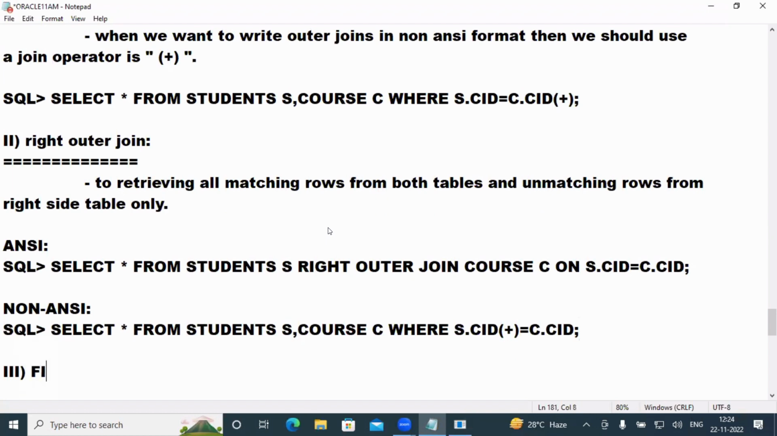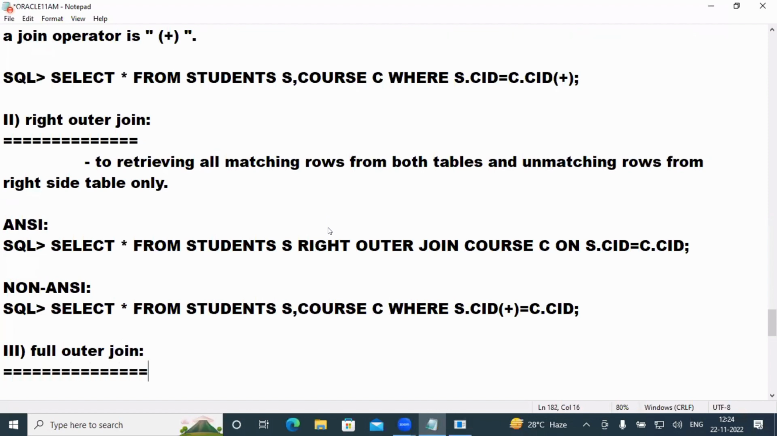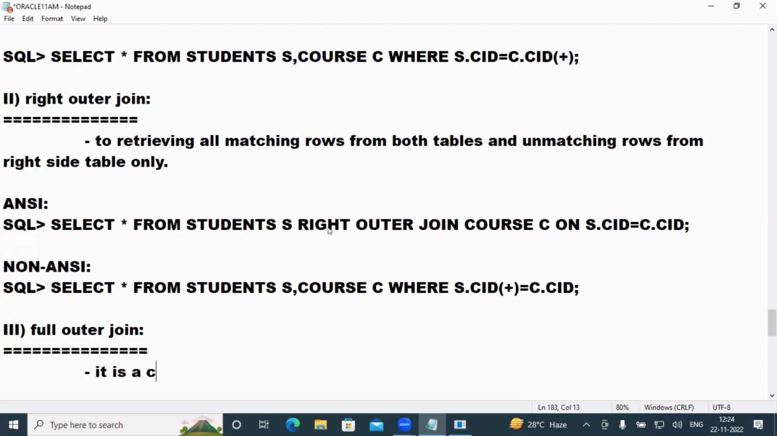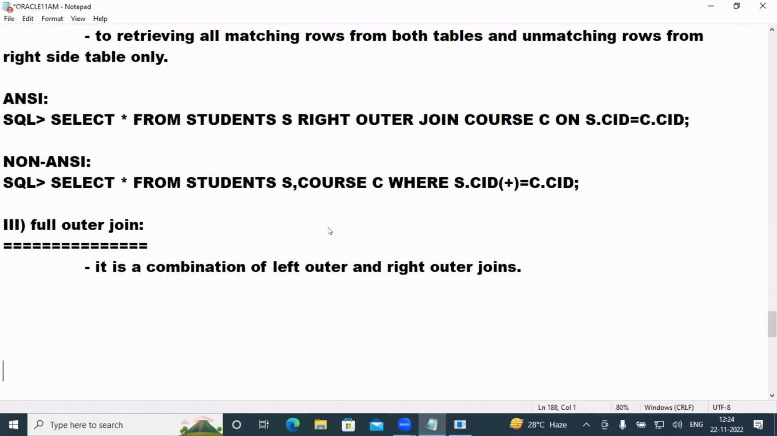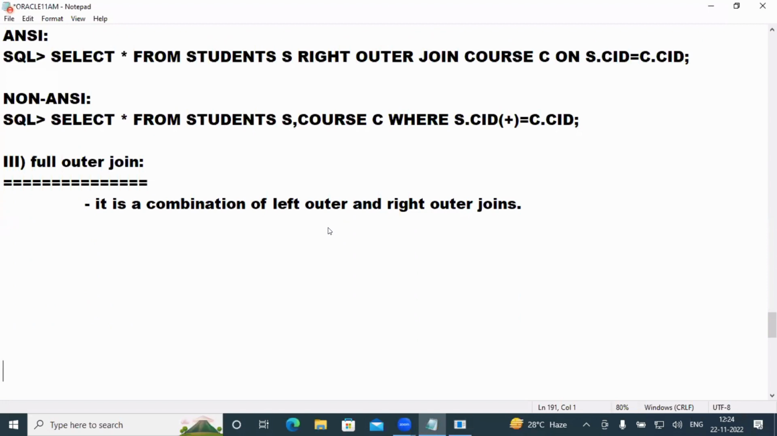The third one, full outer join. Full outer join, what does it mean, sir? It means, carefully observe, it is a combination of left outer and right outer joins. Okay? A combination of left outer and right outer joins.